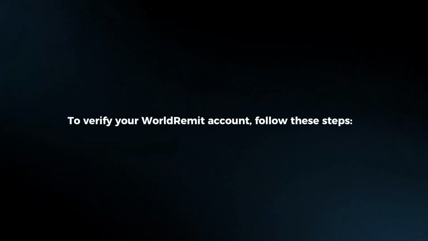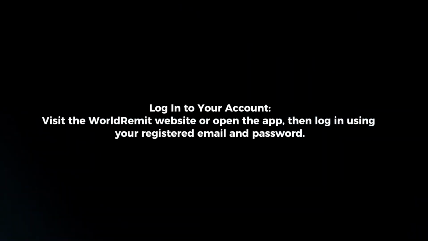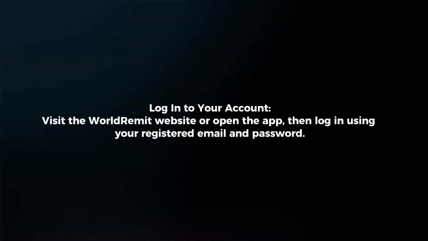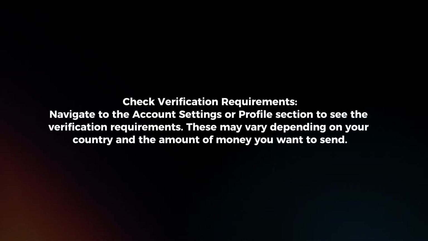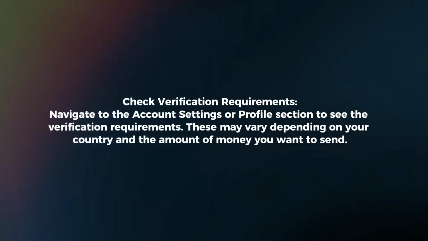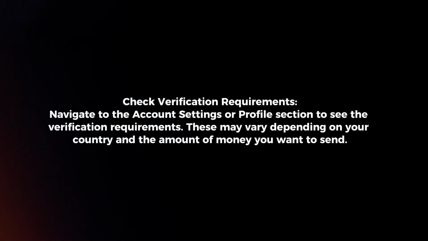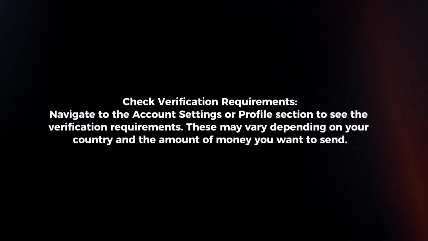To verify your WorldRemit account, follow these steps. Log into your account. Visit the WorldRemit website or open the app, then log in using a registered email and password. Check verification requirements. Navigate to the account settings or profile section to see the verification requirements. These may vary depending on your country and the amount of money you want to send.